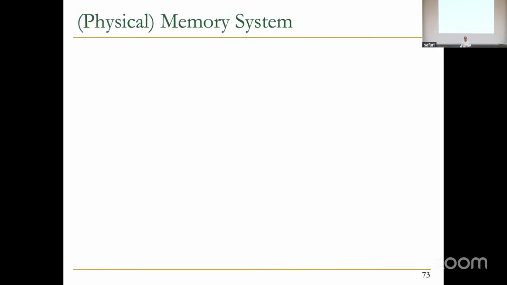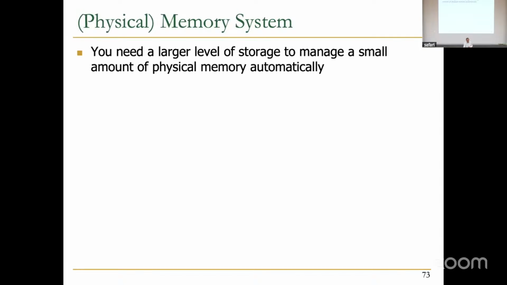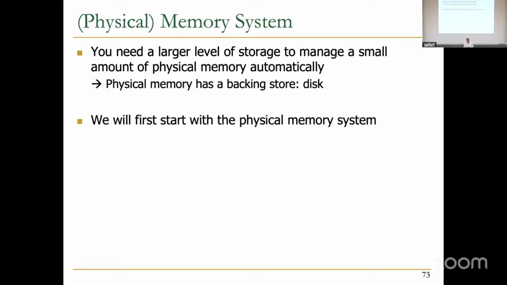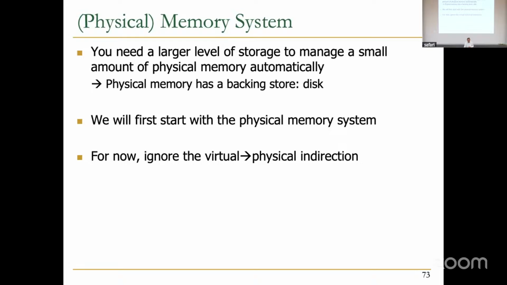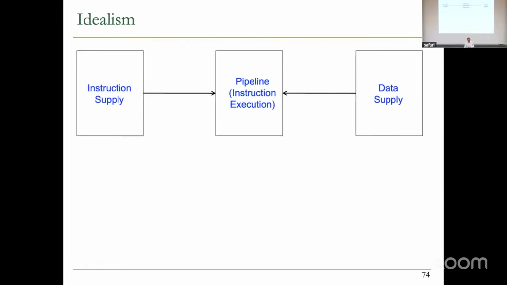Now we're going to talk about the physical memory system. So forget about the virtual part. We're going to talk about how this is, let's say, constructed. You need a larger level of storage to manage a small amount of physical memory automatically. So physical memory almost always has a backing store, disk. We will first start with this physical memory system, and we're going to ignore the abstraction, but we will get back to it. So let's take a look at this idealism.